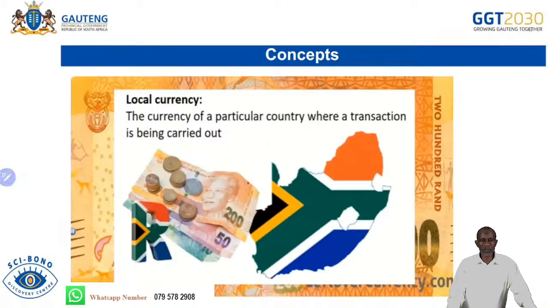Another concept that you need to understand is local currency. Local currency refers to the currency of a particular country where a transaction is being carried out or where a transaction is being processed. So in the context of South Africa, we will use rands as our local currency.